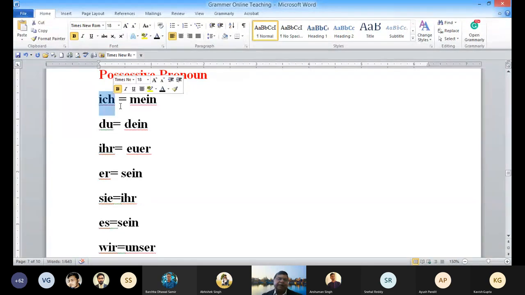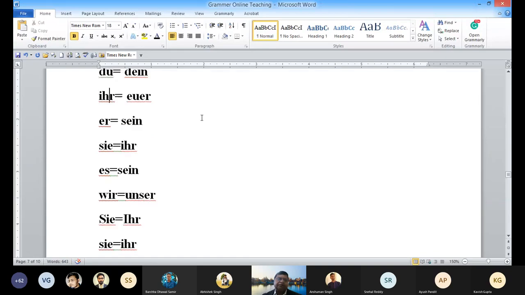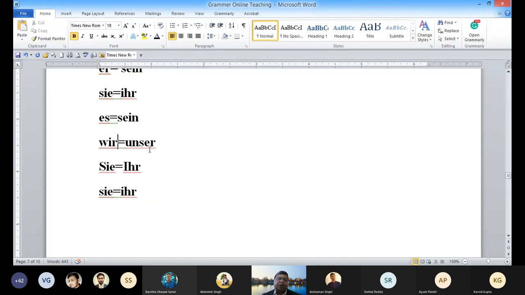Ich means I, and the corresponding possessive pronoun is mein. Mein means my. So I, my, ich, mein. Similarly, du means you, and dein means your. Plural of du is ihr, and for that it is euer, meaning your. So dein means your, euer is also your, singular and plural. Du is for singular and ihr is for plural. Er means he, sein means his. Sie means she, and ihr means her. Es means it, and sein means its. Wir means we, unser means our.